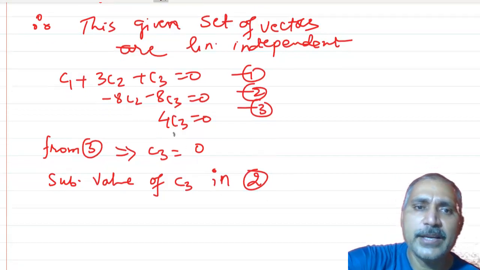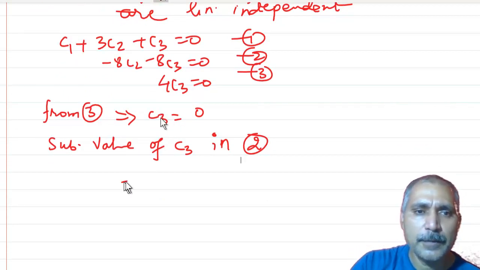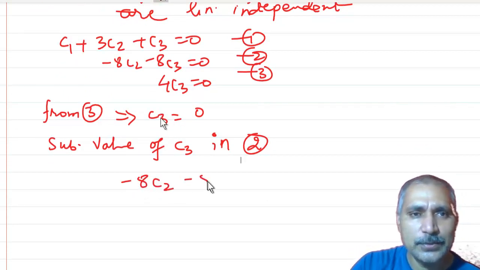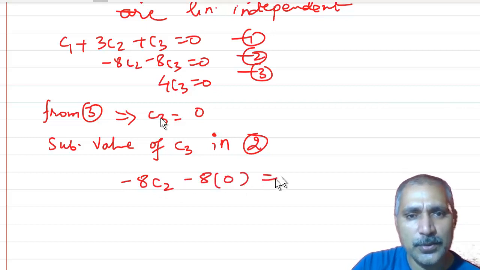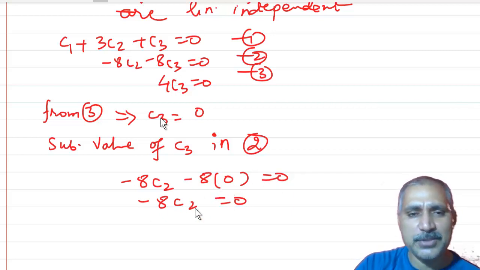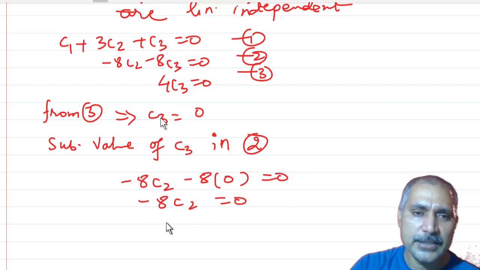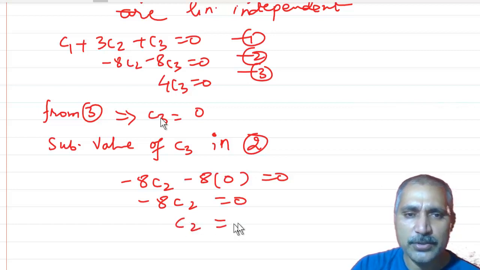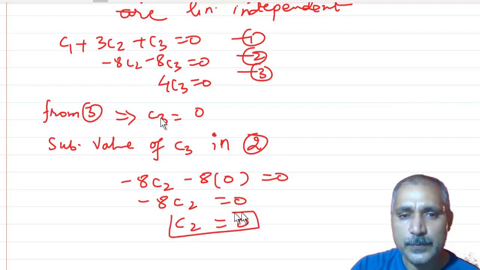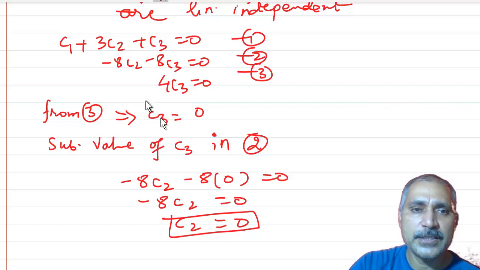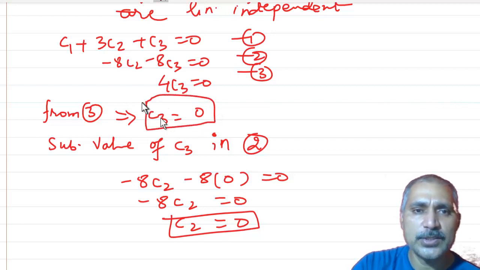What will we get? Minus 8C2 minus 8 into 0 is equal to 0. 8 into 0 will become 0. That means minus 8C2 is equal to 0. So C2 will also be 0. We got C3 is equal to 0, C2 is equal to 0.